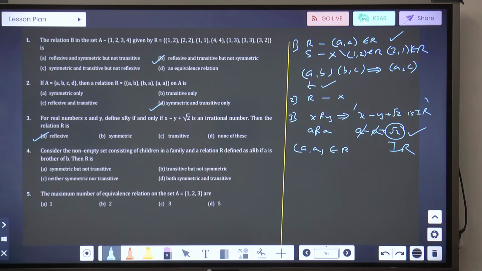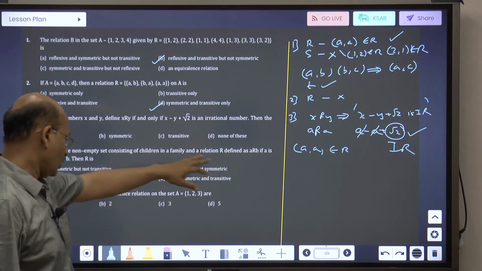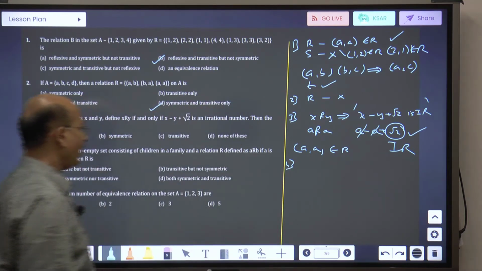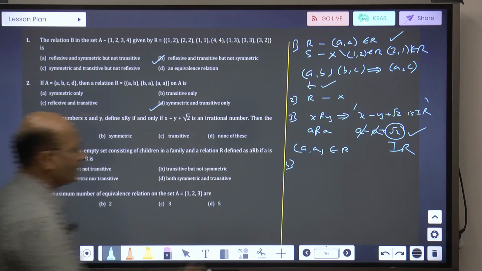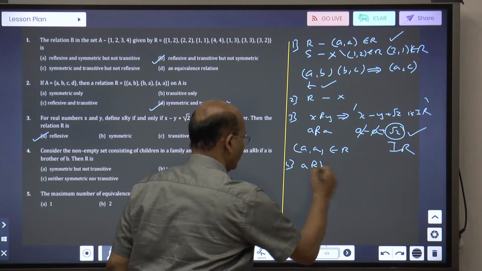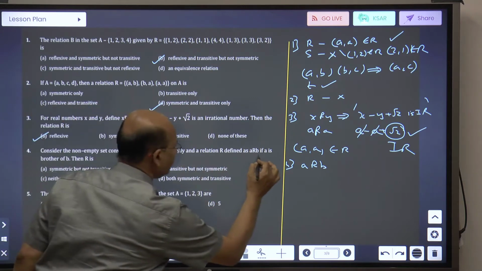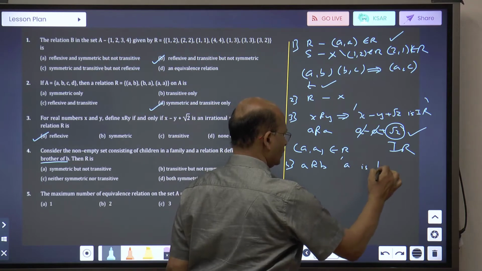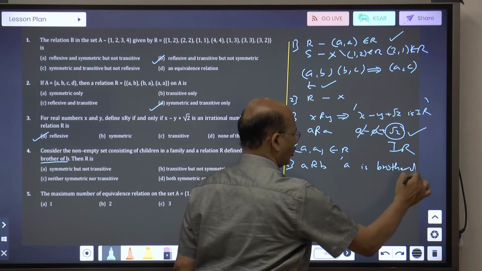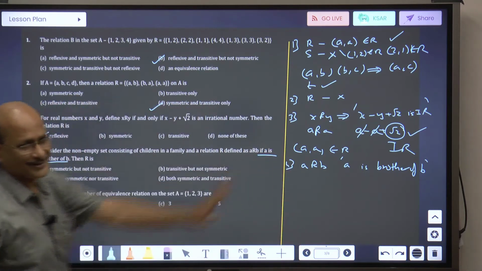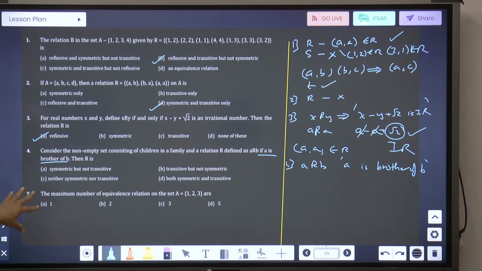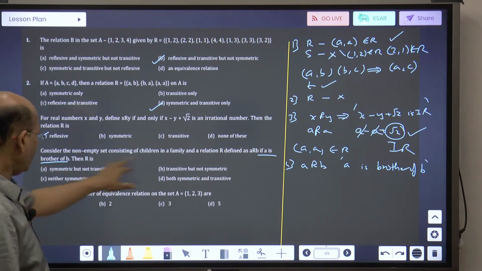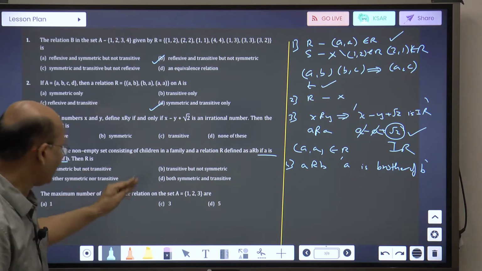So let's take the next one. Consider a non-empty set, the children of the family, A R B. I am talking about the fourth question. Okay, A R B, where, now see, how the relation is defined. A is brother of B. I am writing here, A is brother of B. This is how the relation is defined. Now, by the way, again here if you see, reflexive we skip. They have given the conditions in the answers based on symmetric and transitive.